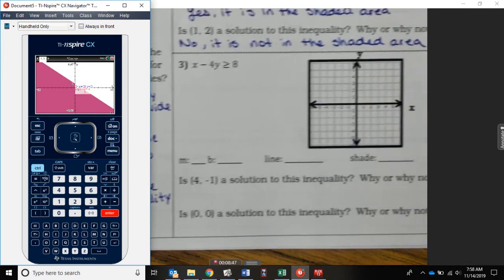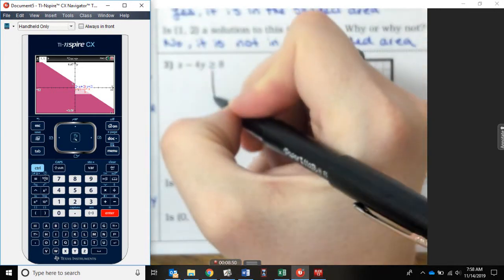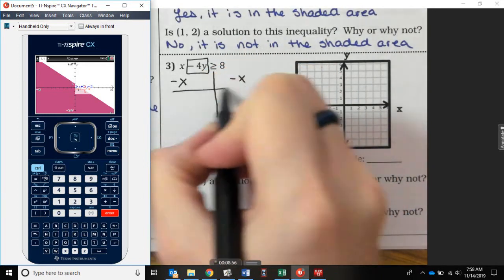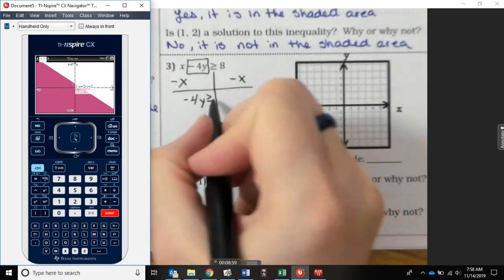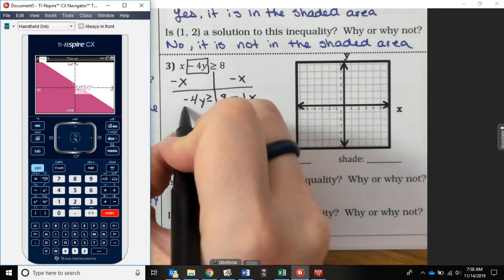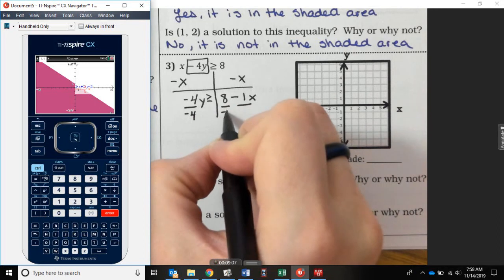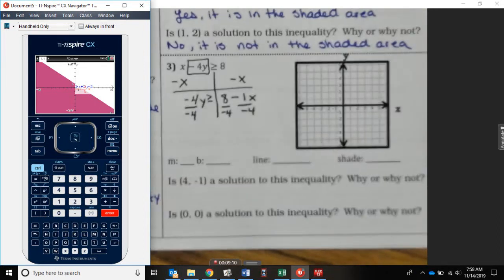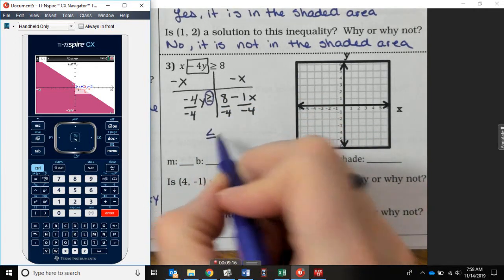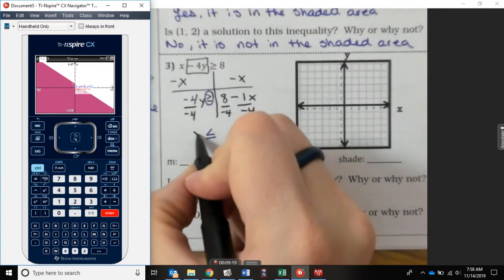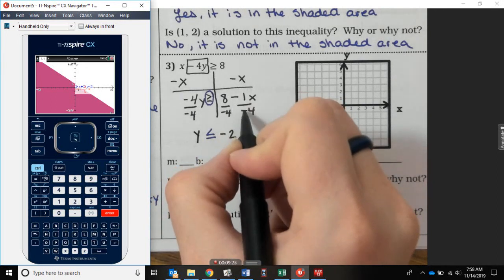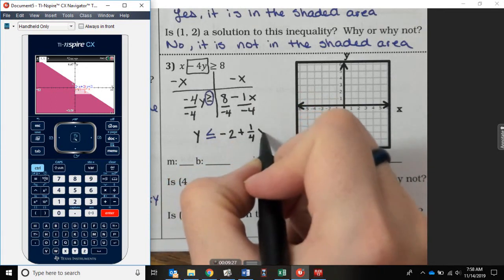So on number 3, we're going to draw a brick wall. We're going to box in -4y and minus x on both sides. So I have -4y is greater than or equal to 8 minus, I'm going to put the 1 in there, minus 1x. And then I'm going to divide every term by -4. And when we divide by a negative, we take this inequality symbol and we flip it around. So now instead of greater than, it becomes less than. So my answer here is y is less than or equal to. That divides and gives you -2. And then here 2 negatives divide and give you a positive 1/4 x.